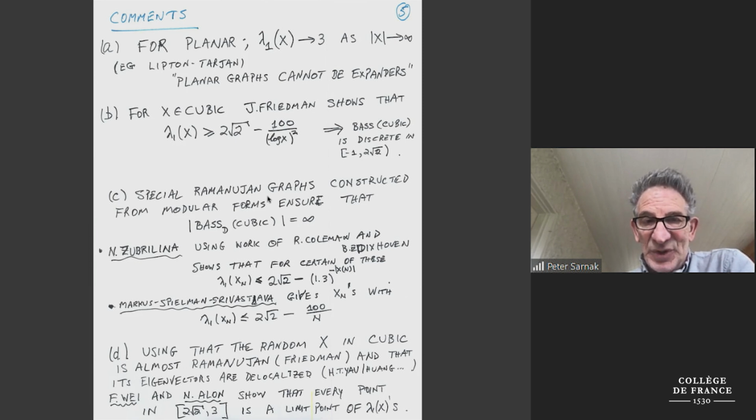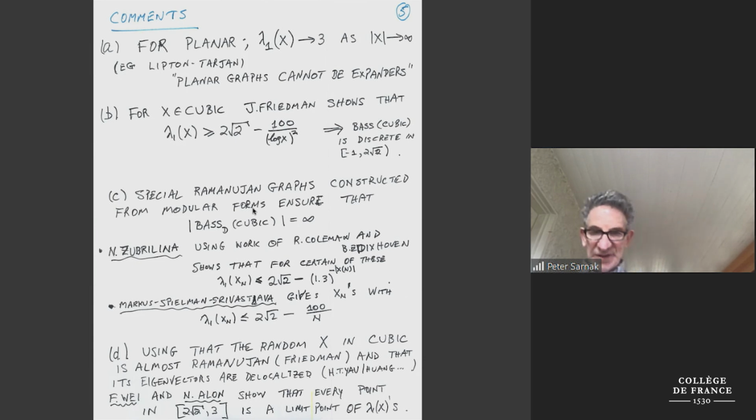It turns out that if you want to make these super Ramanujan graphs so that lambda 1 is actually less than 2 root 2, you have to go a little bit further than what Weil has. You have to go into Weil's proof of the Riemann hypothesis to make sure that an eigenvalue, a zero of the zeta function, doesn't occur at a specific point with a multiplicity. A graduate student of mine here, Nina Zubrelina, has used work of Coleman and Edixhoven to construct infinitely many arithmetic number theoretic graphs which have lambda 1 strictly less than 2 root 2. Not by much, exponentially close, I'm afraid.